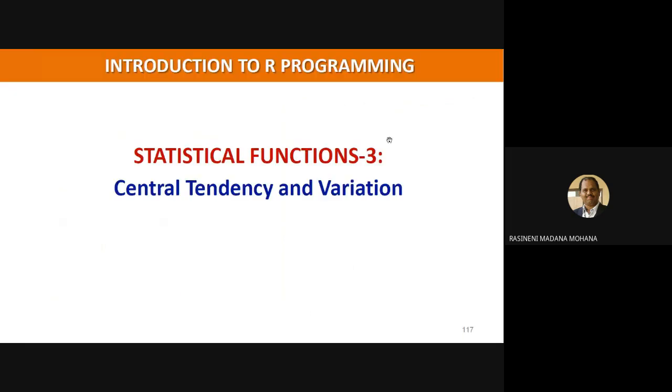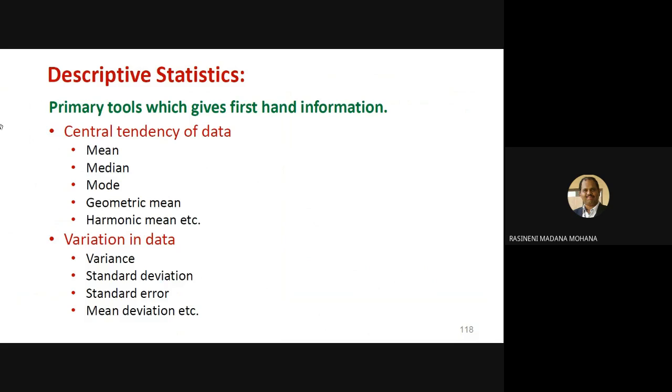Then coming to the third part of statistical functions, central tendency and variation. Here again we will see some statistical measures, like what we discussed earlier in part 1 of statistical functions. Here the primary tools give first-hand information related to central tendency of data: mean, median, mode, geometric mean, harmonic mean, etc. all come under central tendency of data. Then variation in data: variance, standard deviation, standard error, mean deviation, etc. These are all the measures related to variation in data. Some of them, how to find in R, we'll discuss in this concept.